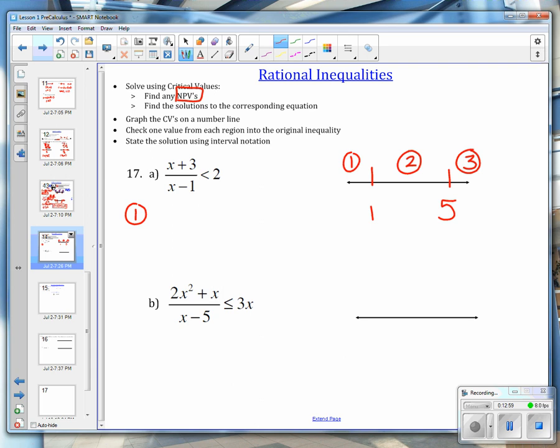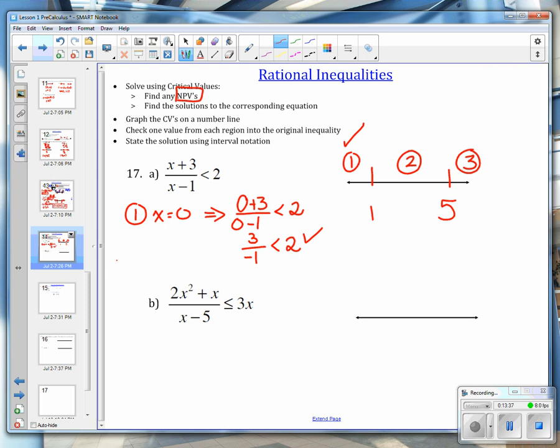So we want a number that is in that range, a number that's less than 1. Sorry, we want a number that is less than 1. So why don't we choose x is equal to 0? That makes sense, to choose something easy. So we're going to put 0 plus 3 over 0 minus 1. Is that less than 2? Well, 3 over negative 1 is less than 2. Well, 3 divided by negative 1 is negative 3, which is less than 2. So this is going to be a solution.